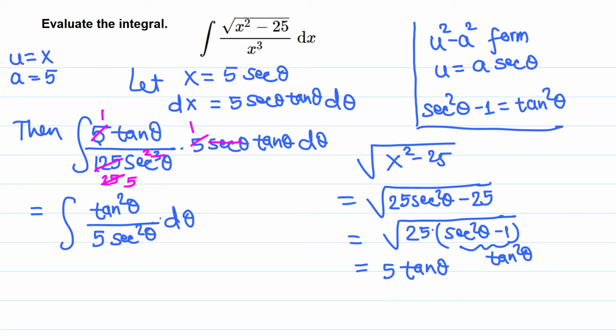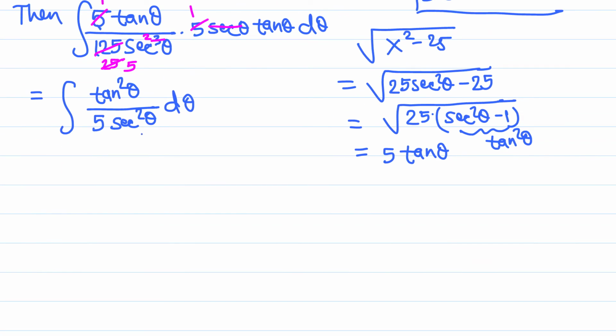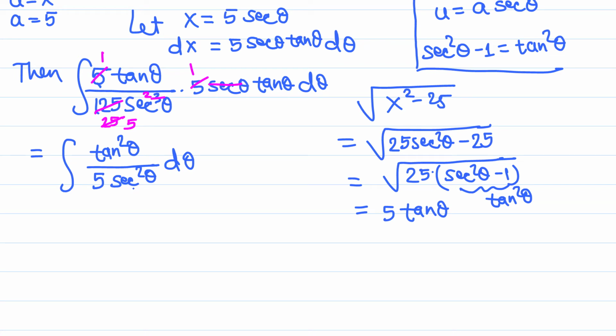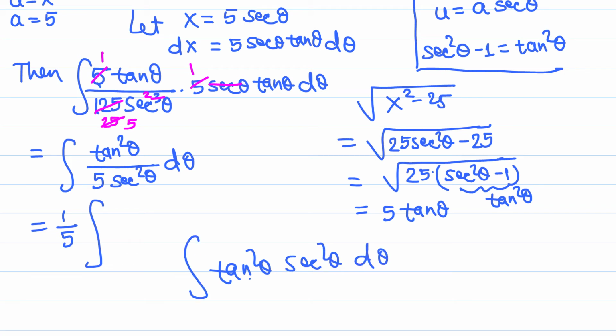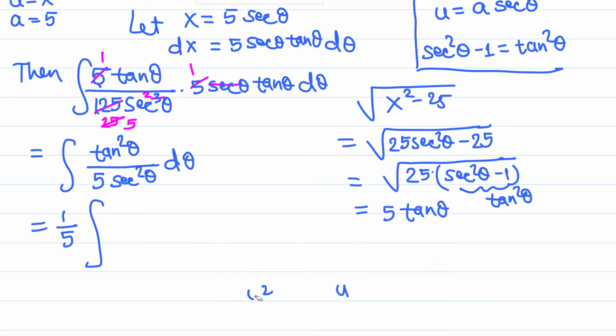Now we've got tangent squared over secant squared, with the 5 pulled outside, 1 over 5. We still have a fraction, and that's the problem. We know the derivative of tangent is secant squared, but we should not have it on the bottom. When we have tangent squared times secant squared, then u equals tangent, and the derivative of tangent is secant squared. That would be du. But we have secant squared on the bottom, so it does not work.